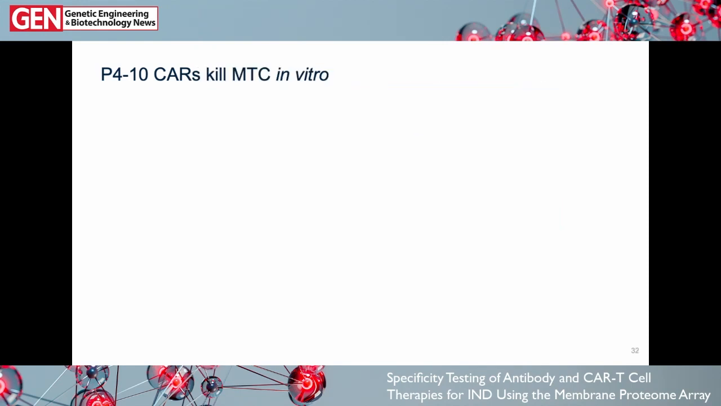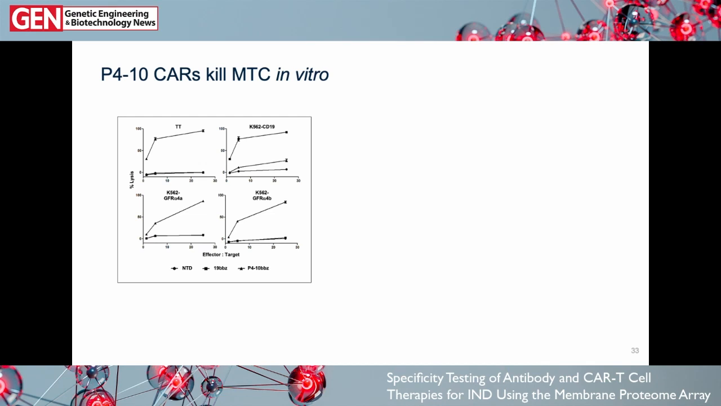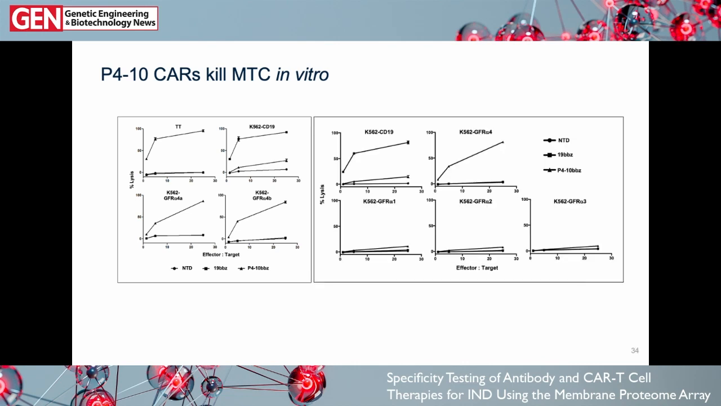Our next step was to determine whether human T cells which express P410 CAR are able to kill MTC cells in vitro. As a function of effector to target ratio, shown here is the lysis by P410 CAR T cells of K562 cells expressing GFR alpha 4 isoforms A or B, but not K562 cells expressing CD19. The panel on the right again shows killing by P410 CAR T cells of GFR alpha 4 expressing K562 cells, but no killing of K562 cells expressing GFR alpha proteins 1, 2, or 3.